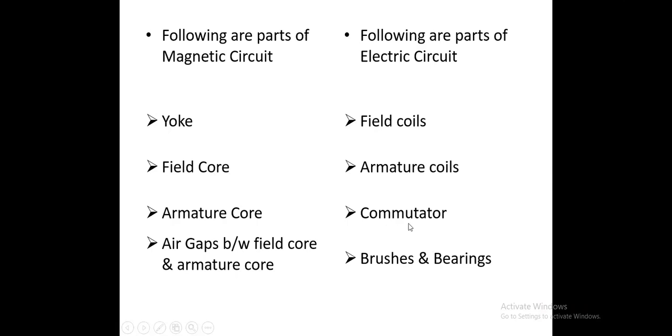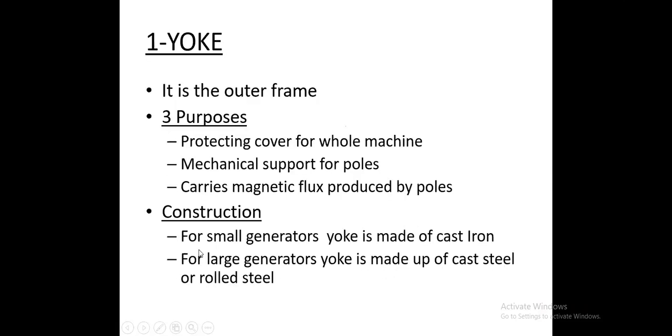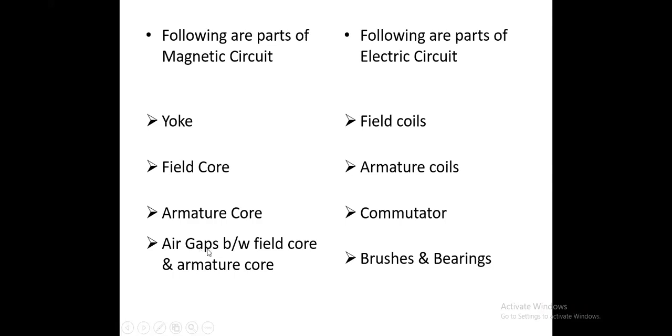In the electric circuit, we have a commutator, by which we provide supply from the carbon brushes to the armature. We use a commutator, a copper segment based commutator. Then the armature core, and in the electric part there are the brushes and bearings and the air gap between the field core and armature core.